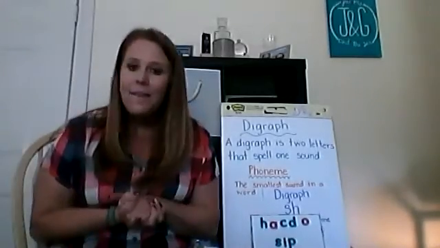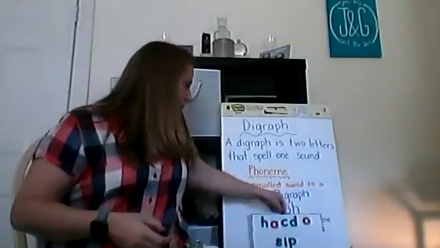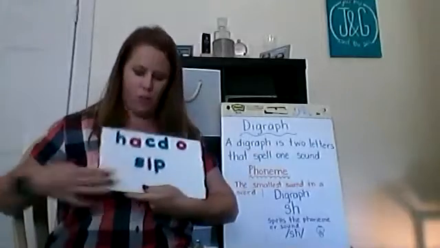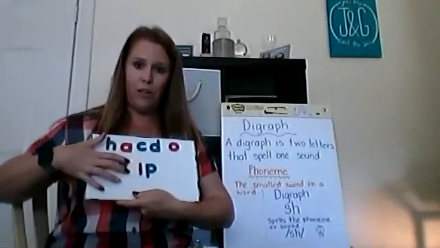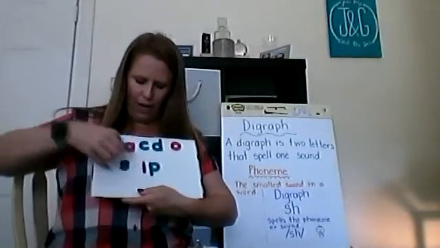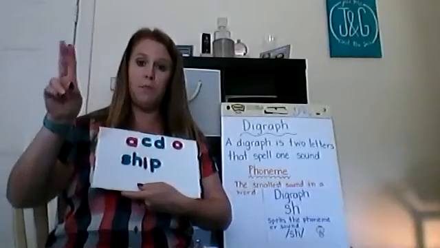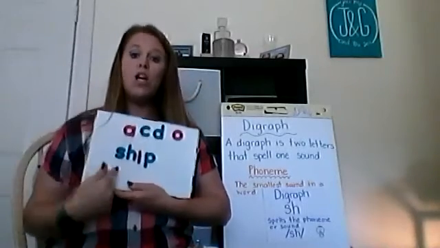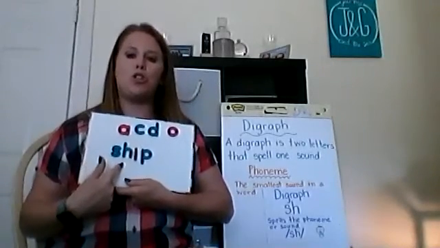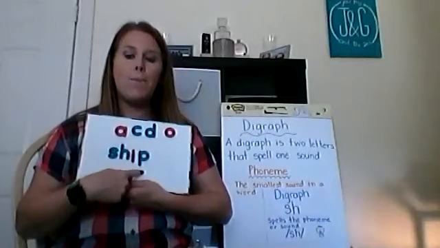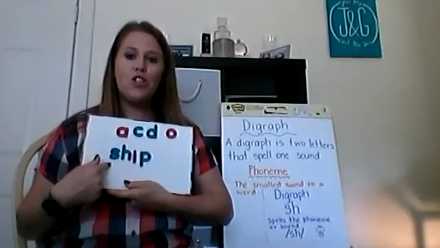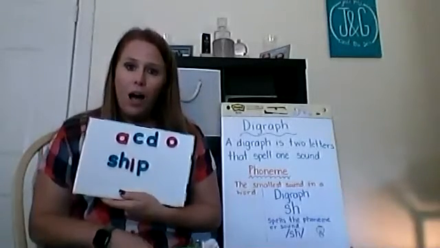Now, let's add that digraph, okay? Let's make this word have a digraph in there. So I'm going to move my S over a little bit to make some room for my H, because I want SH to come together to make that one sound. Shh, shh, I, p, ship. Good job. That's right.